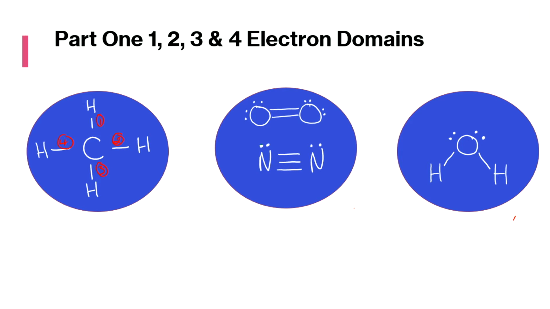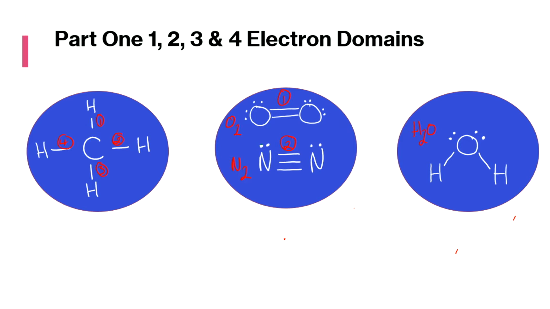Moving to our second circle here, I have 2 diatomics. I have oxygen on top and I have nitrogen here on the bottom. Look at the domain that exists between the 2 oxygen atoms. Even though it is a double bond, it represents 1 electron domain. With our nitrogen molecule, it's a triple bond that holds the nitrogen atoms together, but this still classifies as 1 electron domain.